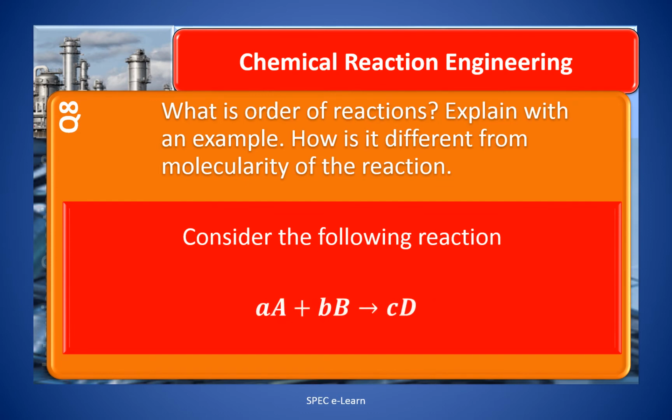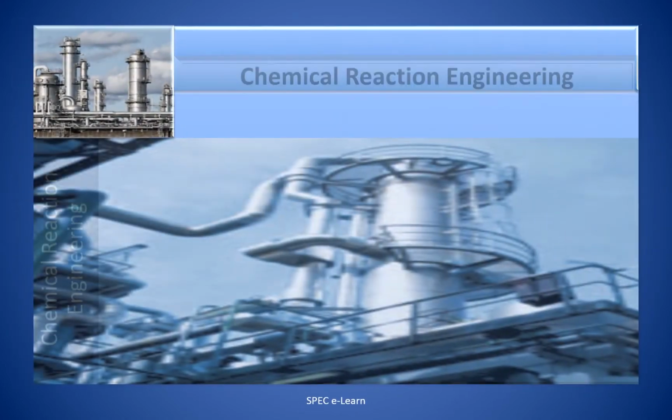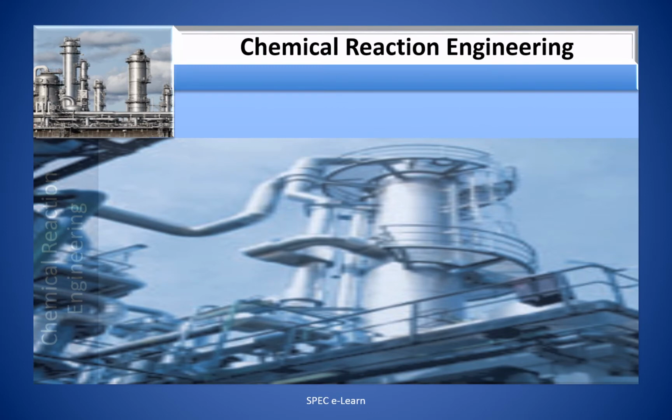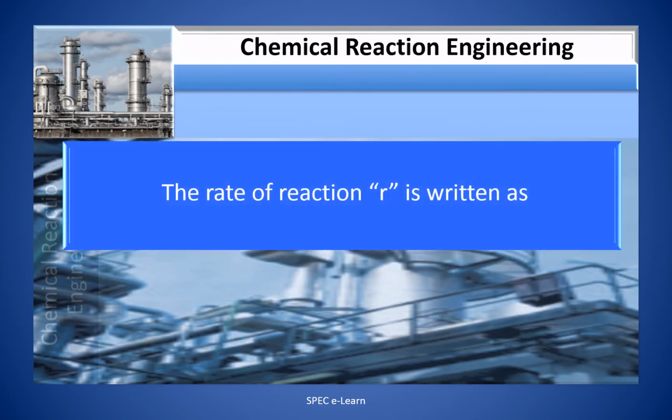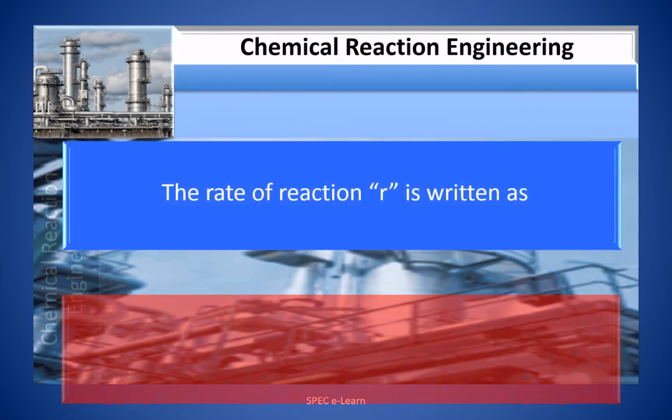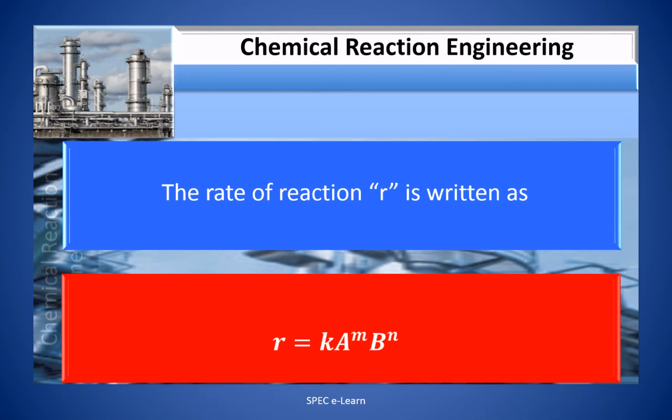Consider the following reaction. A moles of A reacting with B moles of B forming C moles of D. The rate of reaction R is written as R equals K into [A] to the power M into [B] to the power N.